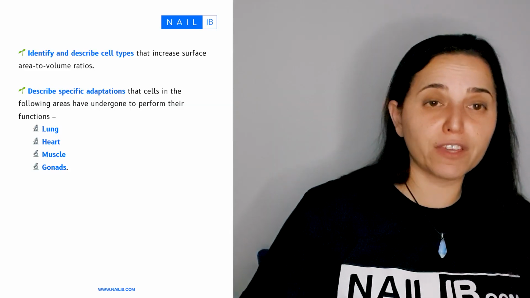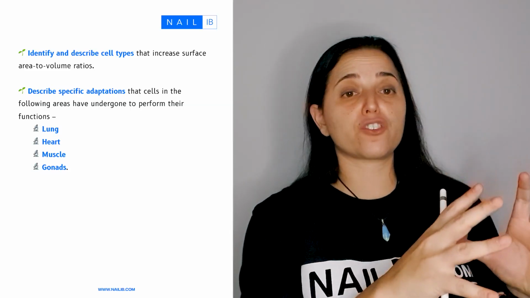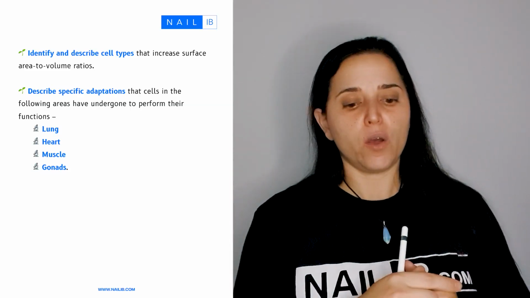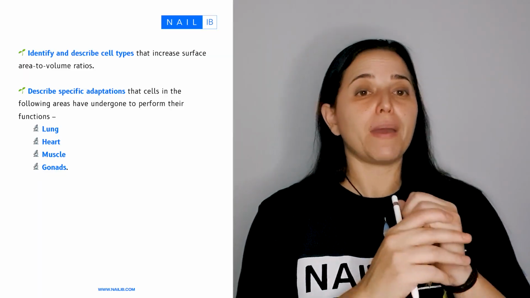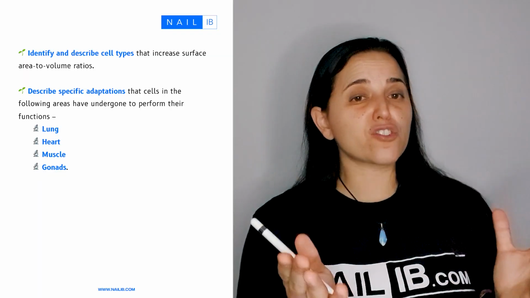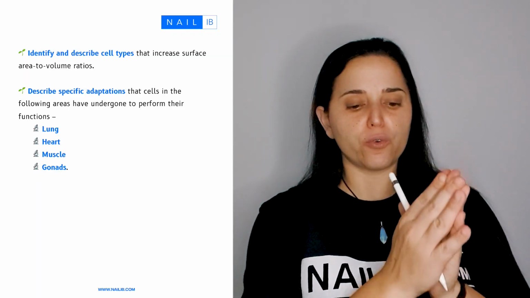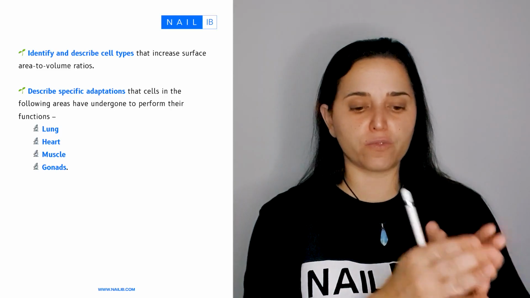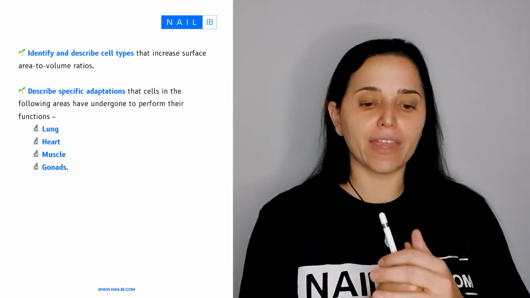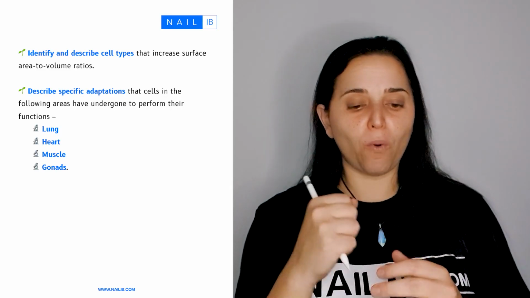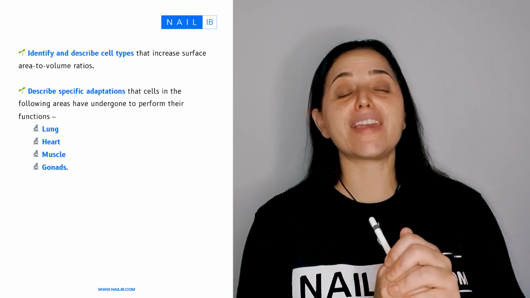So this is it for the video showing different cells with different structures and how they adapt to their functions. We have described them based also on the surface area to volume ratio, and what kind of structures you want for them. And again, we showed you different types of structures and functions for the lungs, the hearts, the muscles, and the gonads. So that was B2.3 on cell specialization for HL.